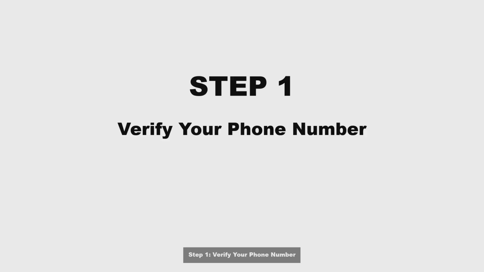Completing the setup on Cash App after signing up is essential to start using the app effectively. Follow these steps to ensure you have everything ready to go. Step 1. Verify your phone number. Open the Cash App on your device and enter the phone number you used to sign up. You will receive a verification code via SMS. Enter this code in the app to confirm your phone number.